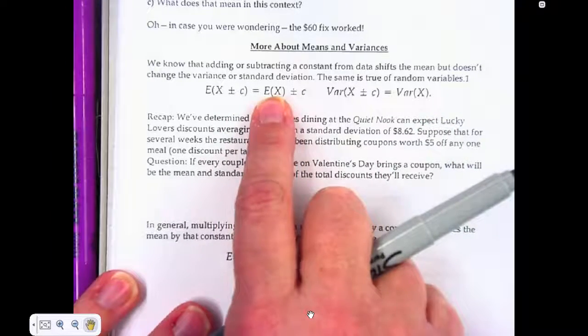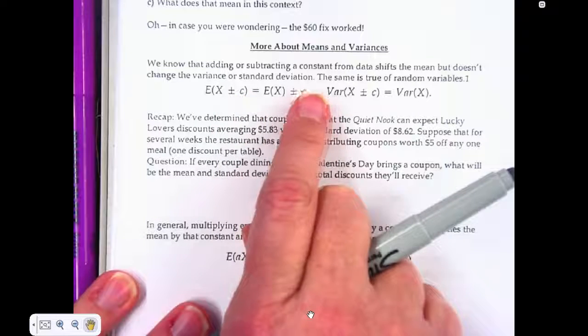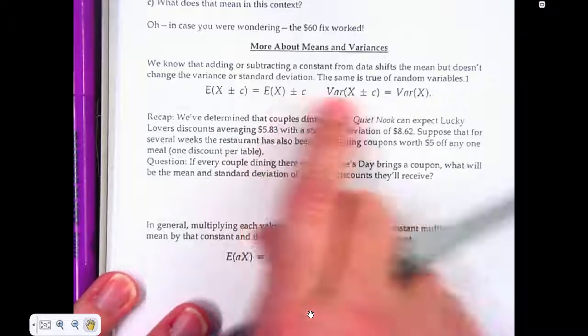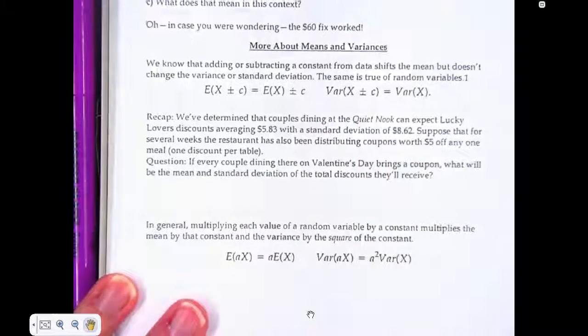You can see the expected value. If I add a number to the stuff in the data set, that's how much the expected value changes by. If I add or subtract from everything in the data set, the variance stays the same.